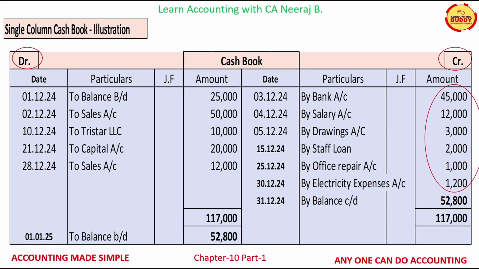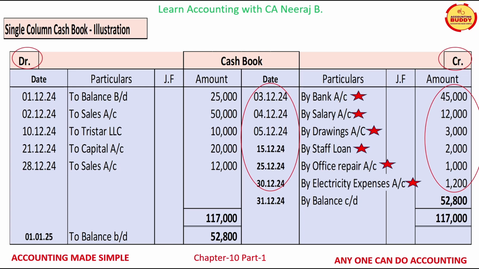Therefore, all the cash outflow or the transactions which results into decrease in the cash balance, that is the bank deposit, salary payments, cash taken for personal use, staff loan, office repair and electricity expenses transactions are recorded on the right hand credit side of the cash account on the respective dates on which the transactions have actually occurred.